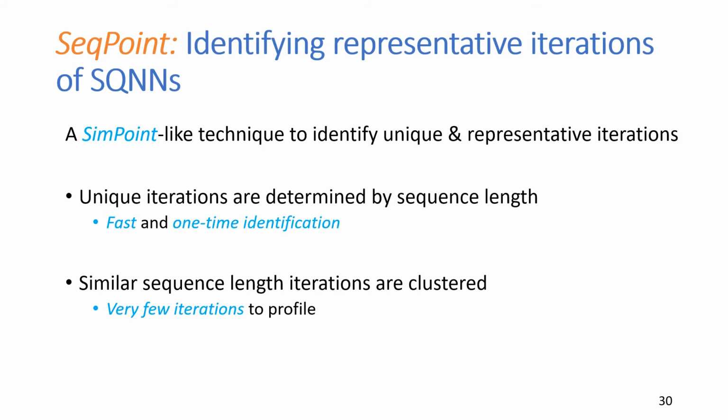SeqPoint uses a SimPoint-like technique to identify unique and representative training iterations. The insight that sequence length is a key factor determining the heterogeneity provides us with a lightweight metric to identify unique iterations. And the insight that similar sequence lengths have similar execution profiles helps us identify a small set of unique iterations to faithfully represent the entire SQNN training.